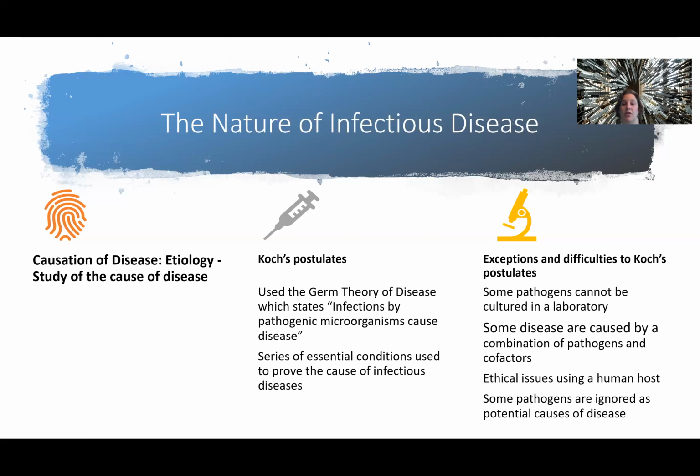And we have seen that at times some pathogens are ignored as a potential cause of disease. Sometimes that's due to prevailing knowledge. That's what we've always known. A good example of this is Helicobacter pylori. For years, it was believed that stomach ulcers were caused by excess acid within the stomach of those patients. And it was treated using antacids.